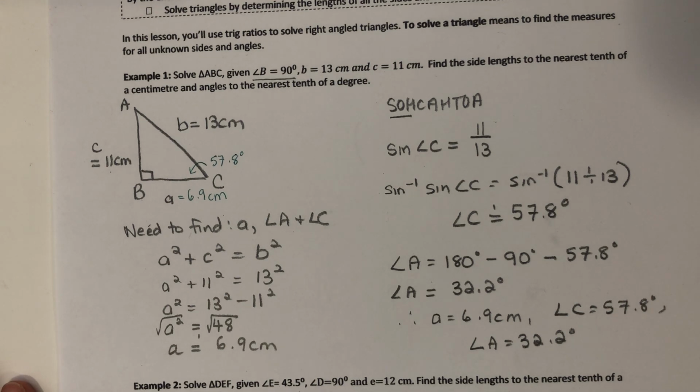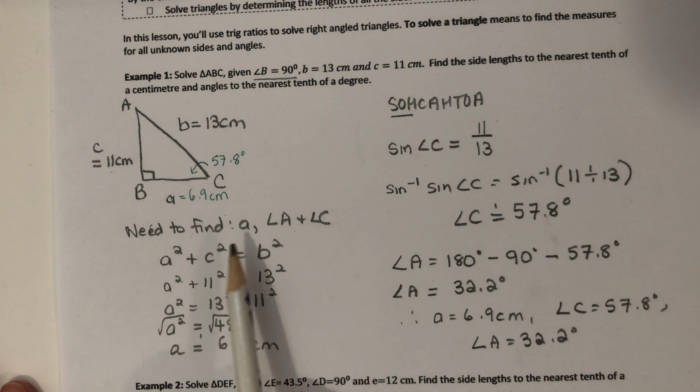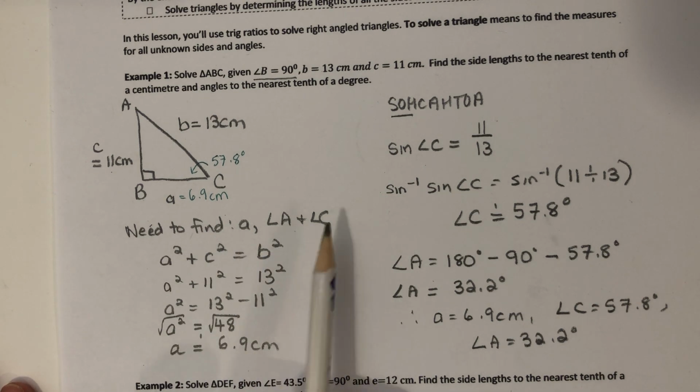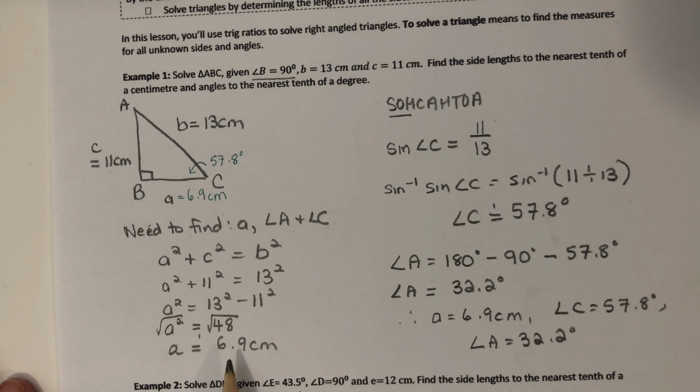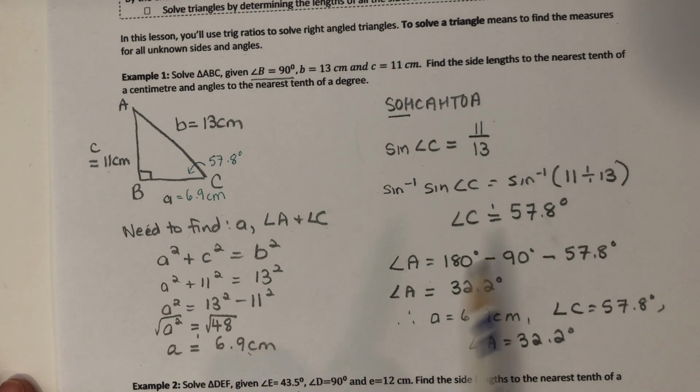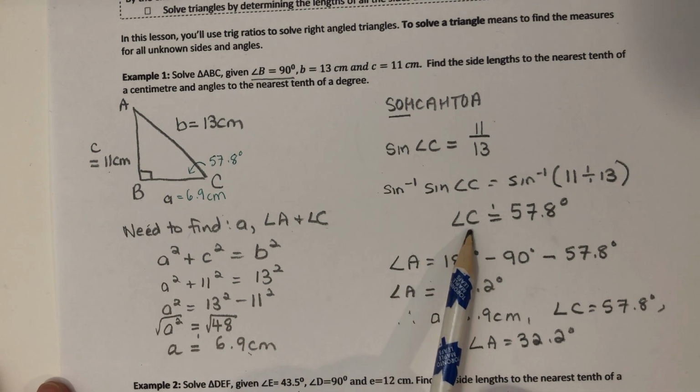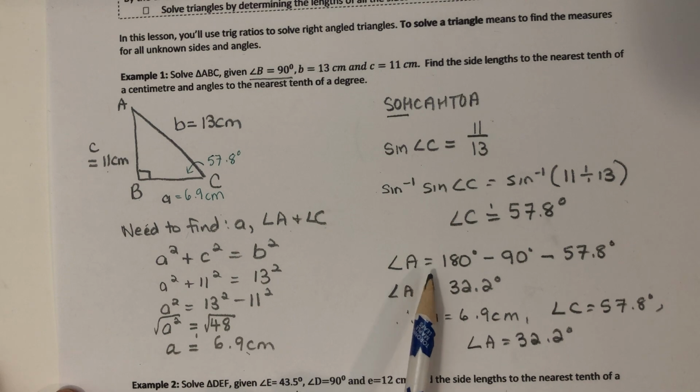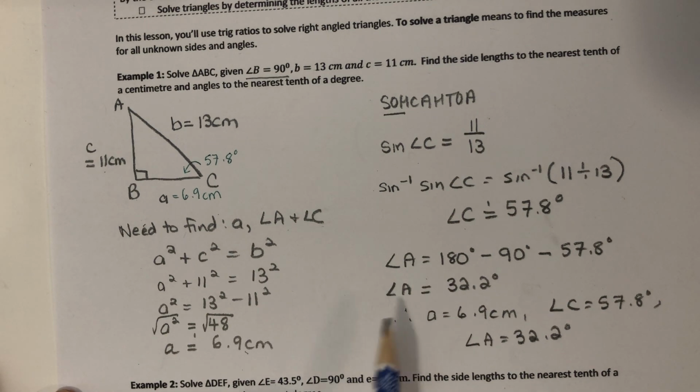And then look to see what you have and what you need. In this case, we needed angle A and angle C. I chose to use Pythagorean theorem to get A. Then I used sine to get angle C, and I used the fact that the angles in a triangle add up to 180 to get angle A. Okay, let's look at a second example.